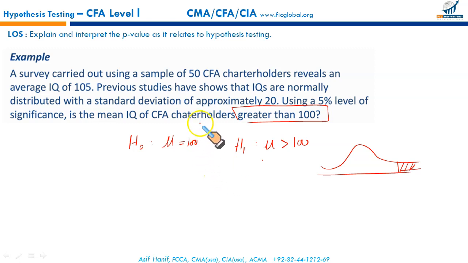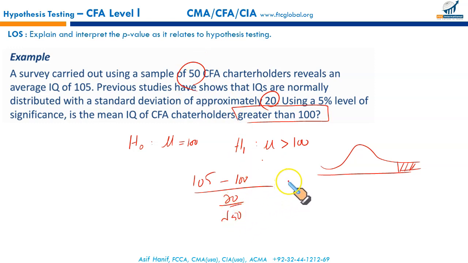The mean we have is 105. You know the formula, I'm sure. 105 minus the hypothetical mean 100, upon the standard deviation of the mean, that is 20 divided by the square root of the sample size, which is 50. Now if you simplify this, whatever the result is follows a normal distribution with mean 0 and variance of 1. So the result would be 1.768.